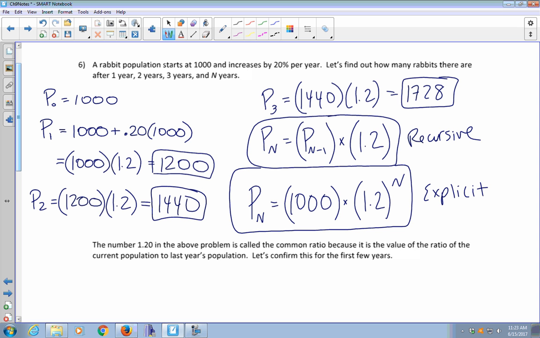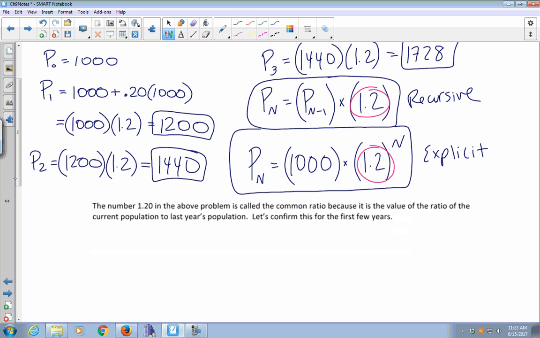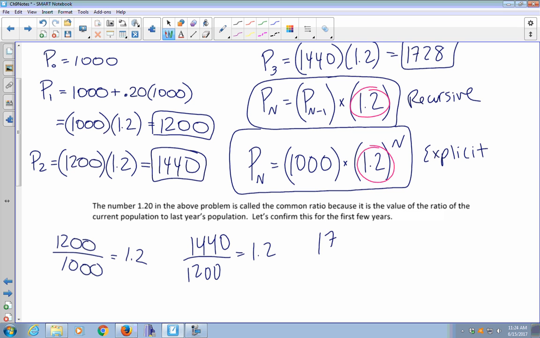The number 1.2 in this problem shows up in the recursive formula and the explicit formula. It's called the common ratio because it's the value of the ratio of the current population to last year's population. So to confirm this for the first few years, if I do the current population to the previous population, I get 1.2. Current population to previous population, 1.2. Current population to previous year's population, 1.2. So that's why it's called the common ratio.